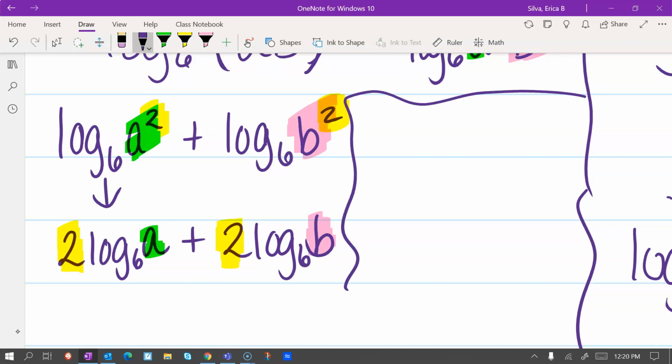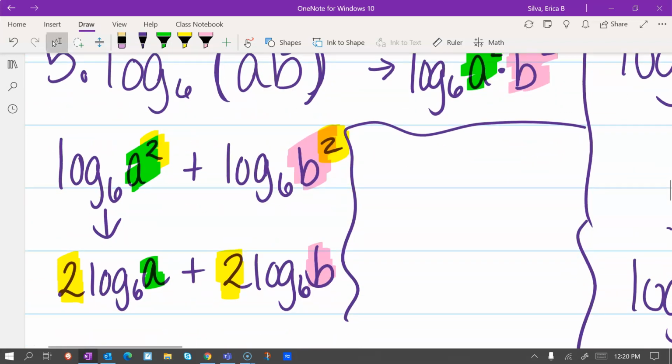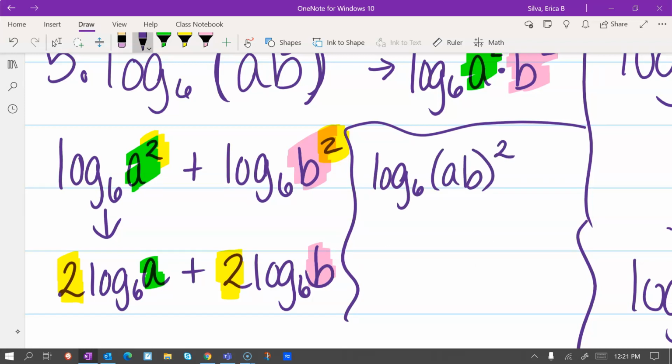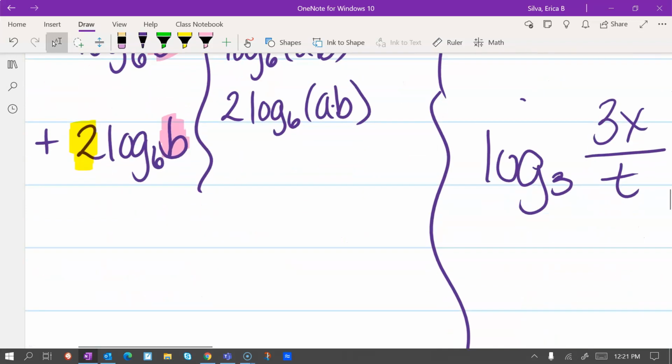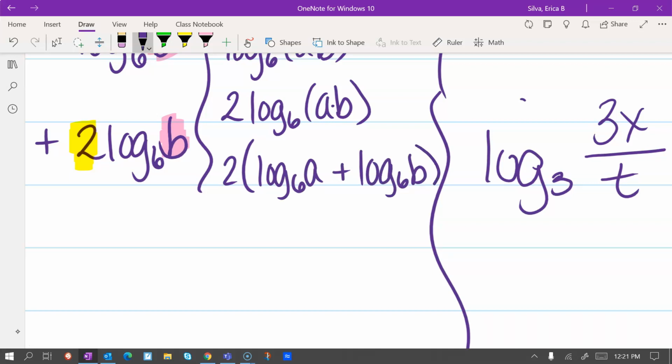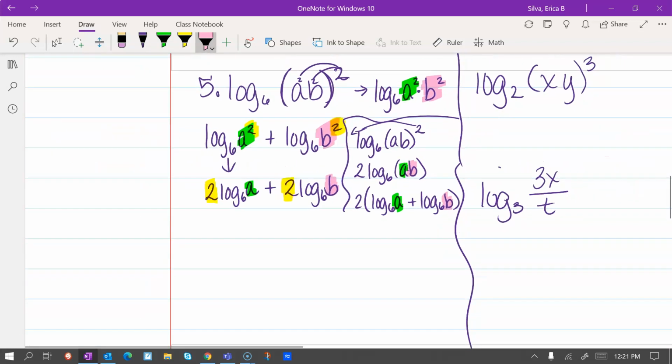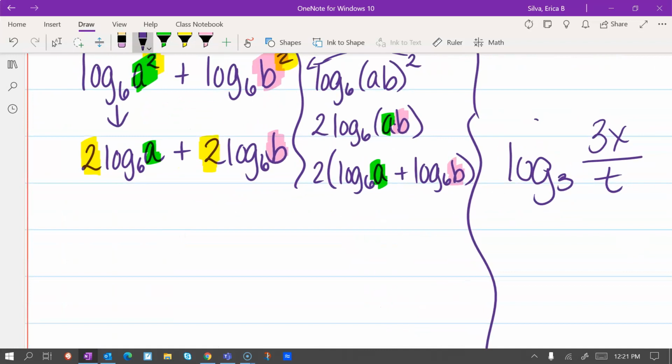Another way that you could have approached this problem, log base 6 of ab squared. That too, you could have just brought it to the front on the first step. So you have 2 log base 6 of a times b. And then we separate these two. 2 times log base 6 of a plus log base 6 of b, which is essentially the same thing as this answer. But you're not distributing that 2, like in this one.